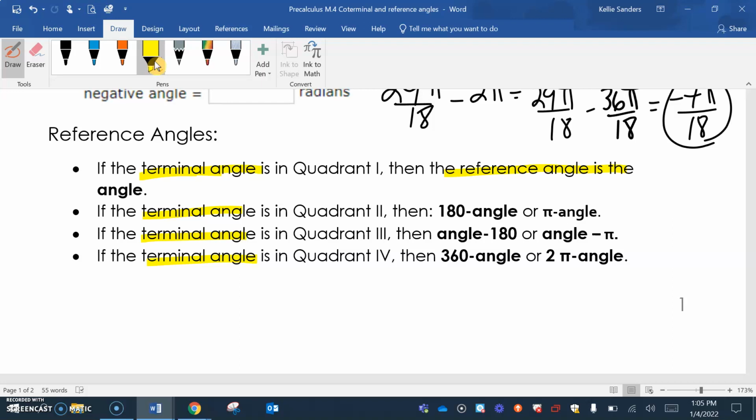If the terminal angle is in quadrant 2, then we're going to do 180 minus the angle, or pi minus the angle. This is going to make better sense whenever we get there.